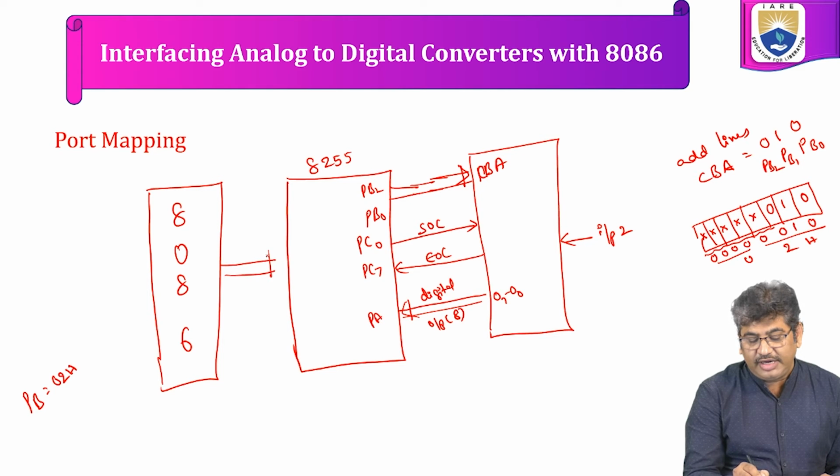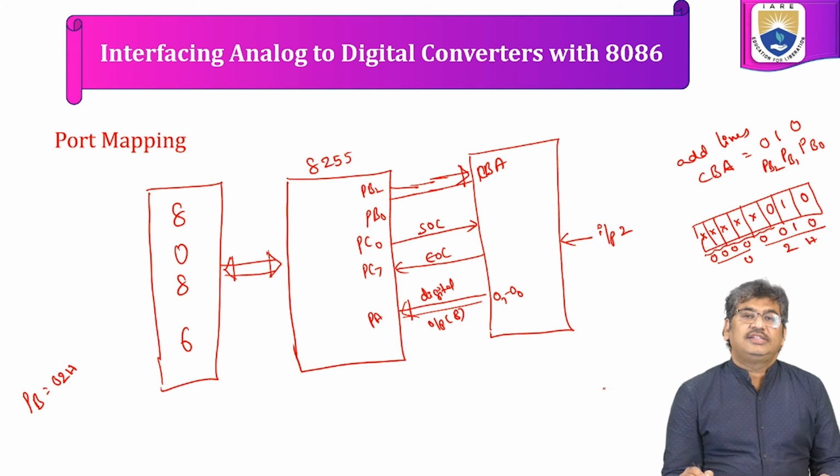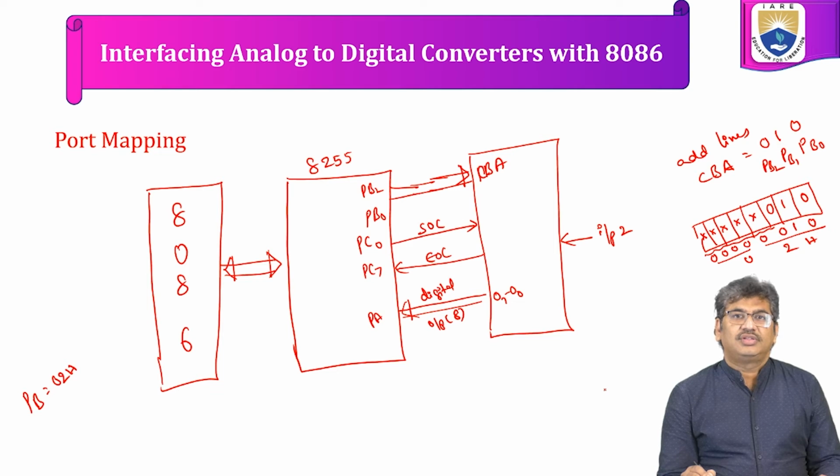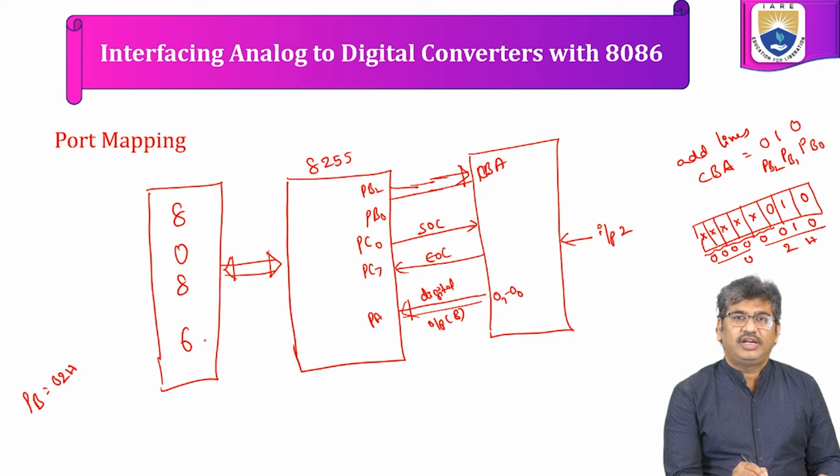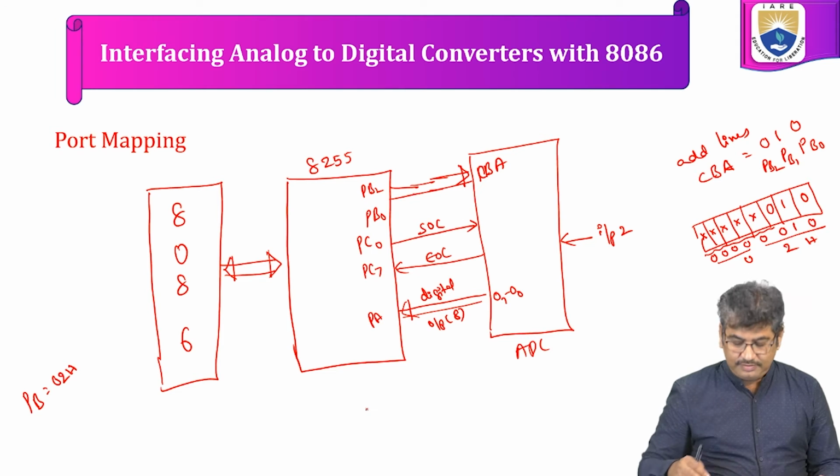So this 8086 processor will send the necessary control word register values as well as the control signals for enabling the input as well as the SOC signal. Once the conversion is done, we can check the EOC signal, and after that we can read the digital output using 8086. So this data bus is used for interfacing the 8255 and the ADC indirectly, that is by making use of the 8255 as an interface device.